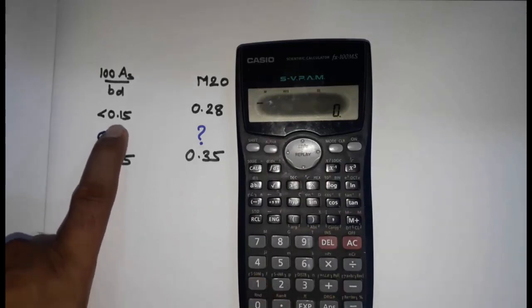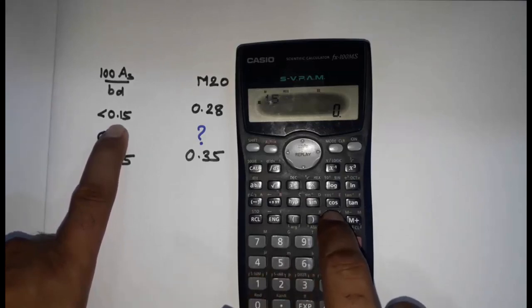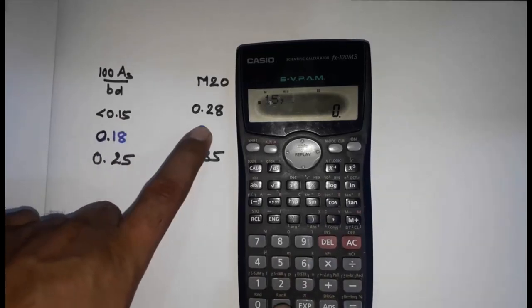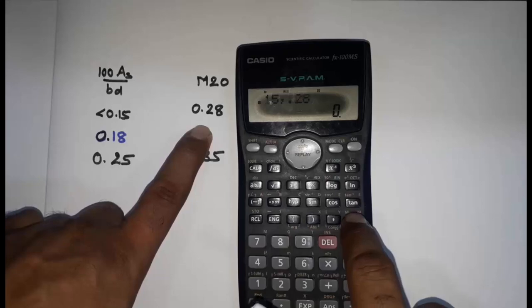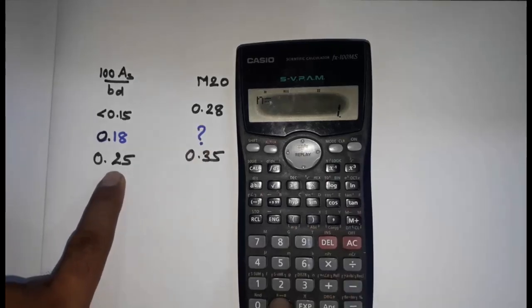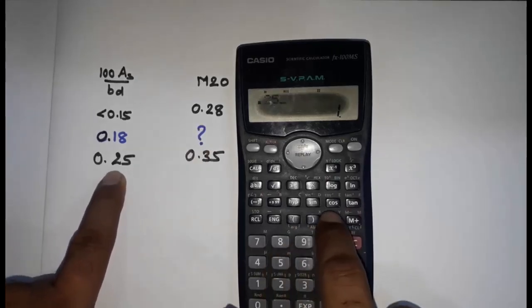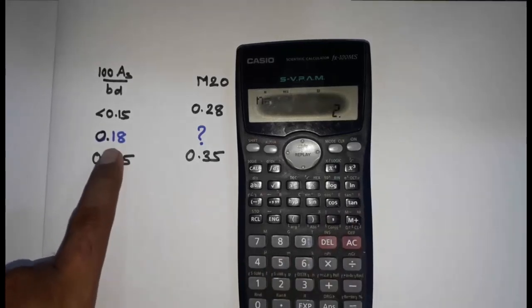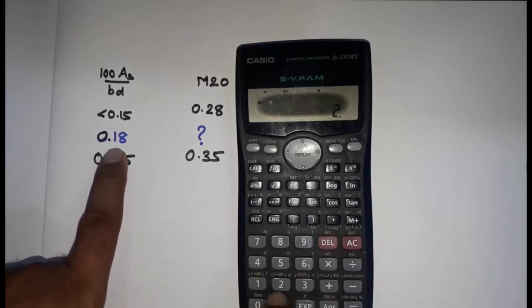We will input the value 0.15 and then we will go for a comma. And the corresponding value for 0.15 is 0.28. We will go for 0.28, then memory plus. Again, another value is 0.25, comma, 0.35, memory plus. Now we are supposed to type 0.18, the value which we require.